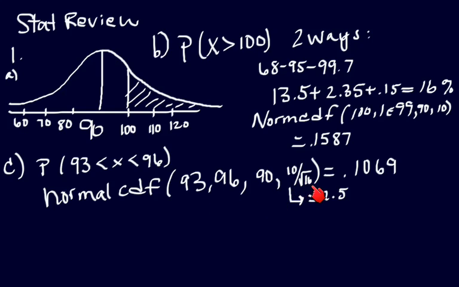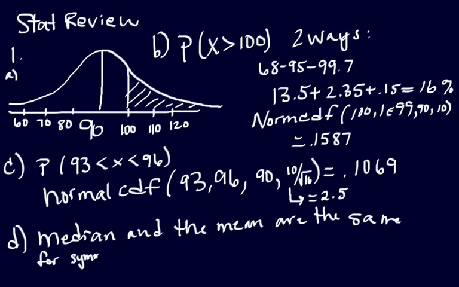Since we took a sample of 16, we're going to take the original standard deviation they gave us, divide that by the square root of the sample size, just like we've always done, and that's going to give us a 2.5 standard deviation for a sample of 16. Now, you can see the probability has dropped a little bit, so it's just slightly under 11%, so 0.1069.